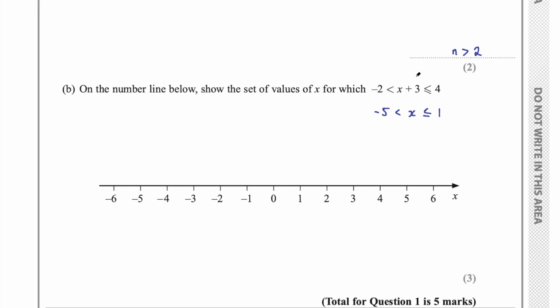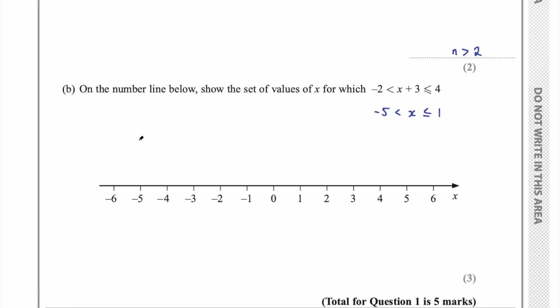So remember, whatever step you're taking, whether it's to subtract 3 or divide by 3 or whatever, you need to do it to everything in that inequality. Just as you do in an equation, you subtract 3 from everything in the equation. Remember to do it for everything in the inequality. And then we have x greater than negative 5 and less than or equal to 1.